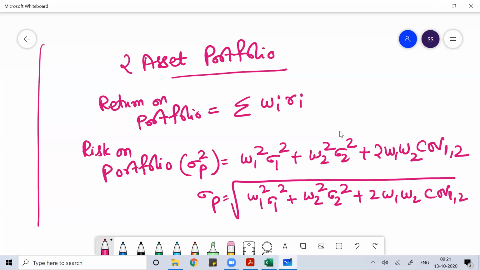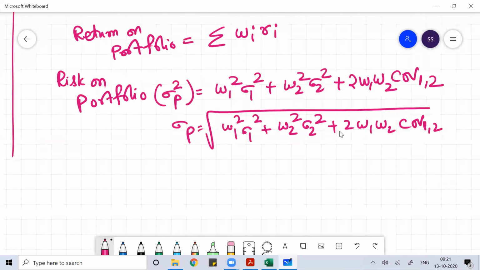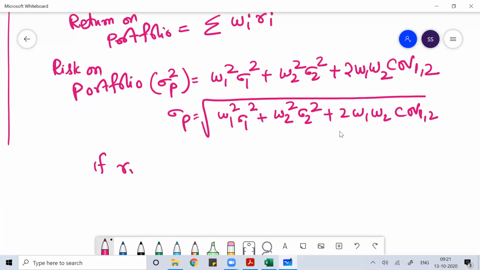So understand this formula. If the coefficient of correlation between the two stocks becomes plus one, it means there's no point of creating a portfolio. If the coefficient of correlation is plus one, both of them will move exactly like each other, so there's no logic of creating a portfolio.